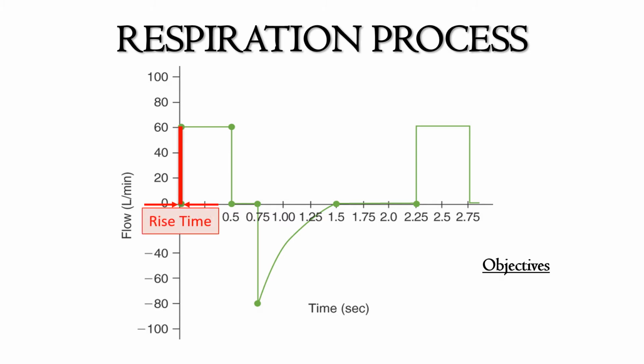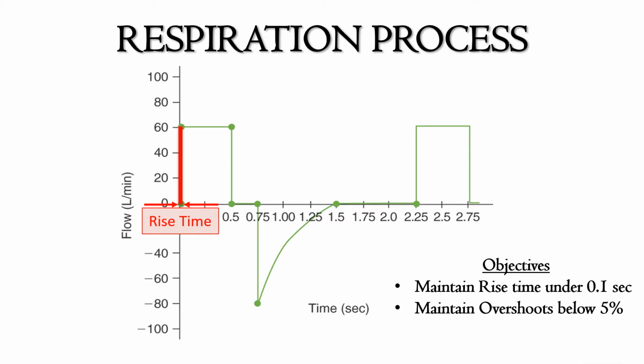Our objective is to design a controller for the proportional valve so that the rise time of the system is below 0.1 seconds and the overshoot is under 5%.